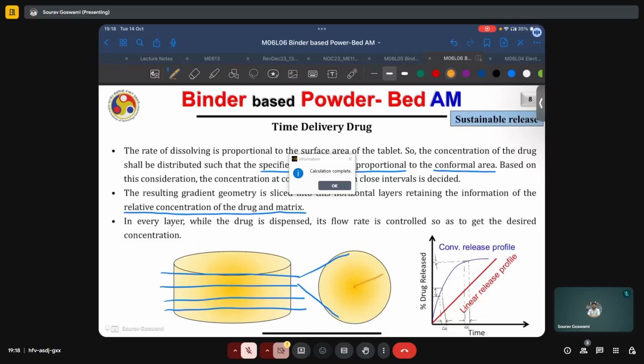So here the variation is radially outwards. We can have a larger concentration near the center, which will have the smallest surface area surviving of the tablet, and a small concentration towards the edges where the surface area is more. And what this will ensure is that in every layer, while the drug is dispensed, its flow rate will be controlled so as to get the desired concentration, and the profile of release of drug into the patient's body will be almost linear with time.